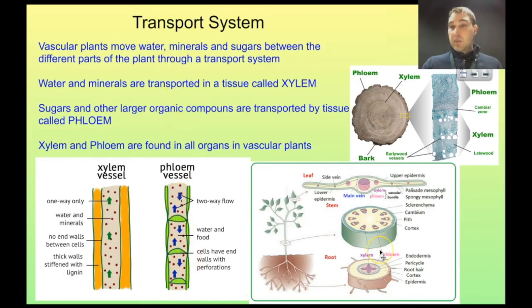We can see here the presence of the xylem and phloem in the different structures. So in the root, we can see the xylem and phloem in the middle. In the stem, we can see the xylem and phloem circling around the cortex of the plant. And in the leaf, we can see we have a xylem and a phloem bundle in the main vein of the leaf, and then smaller side veins with xylem and phloem present.